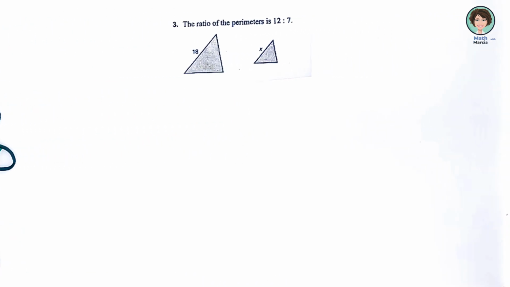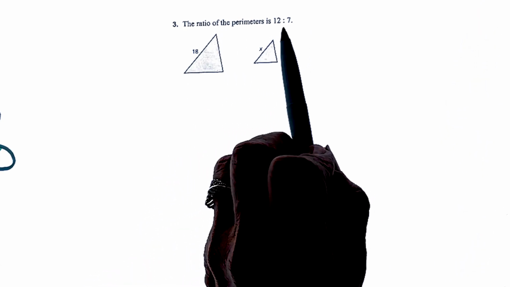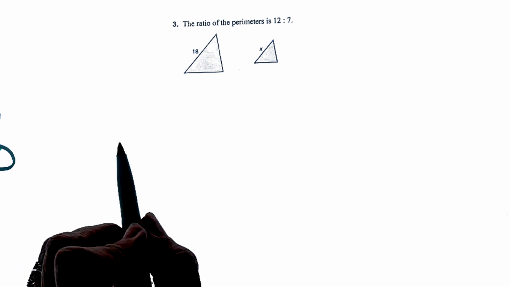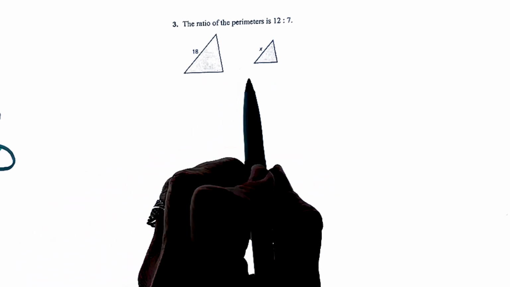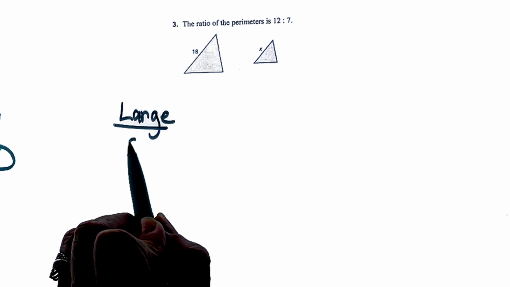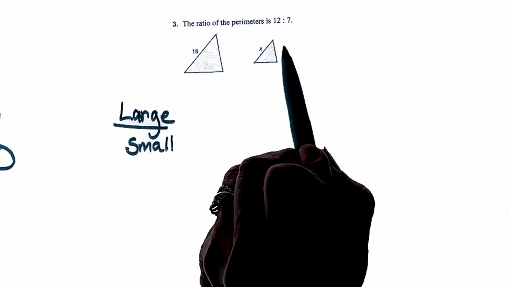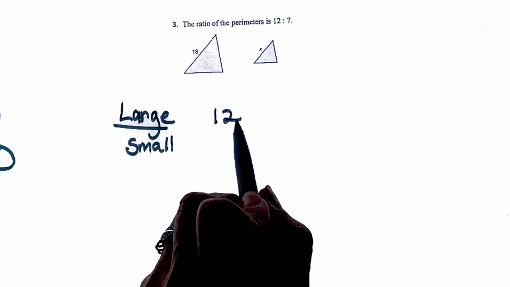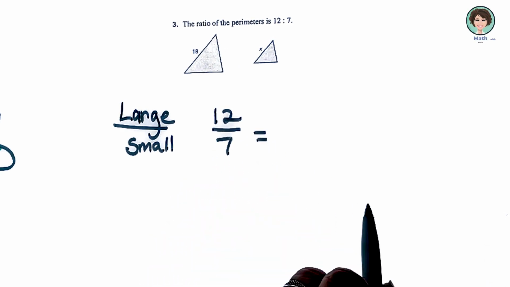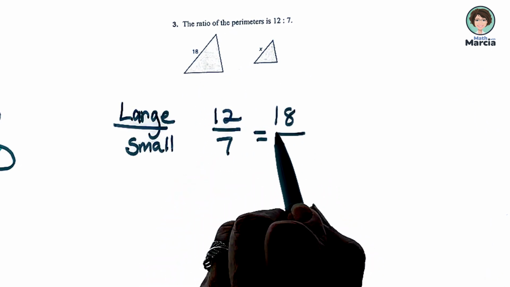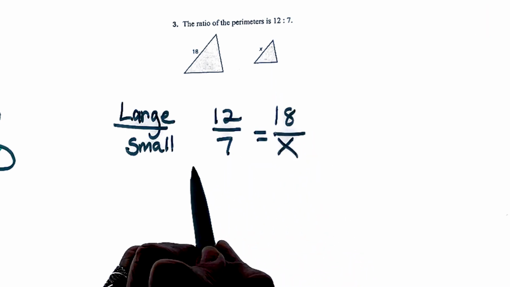All right, let's look now at a problem that's a little bit different. It says the ratio of the perimeters is 12 to 7. Well, if I know the ratio of perimeters, again, large triangle, small triangle, so I'm going to go large over small. I know that this has to be my larger one because the perimeter is larger. So it's 12 over 7. Now I'm going to go to my large triangle. I have an 18, and the small triangle side that is missing is an x.